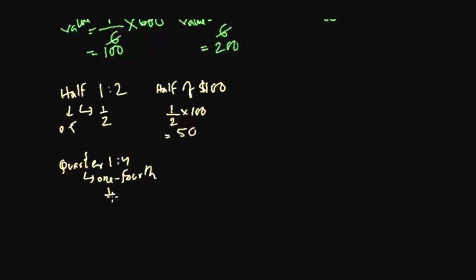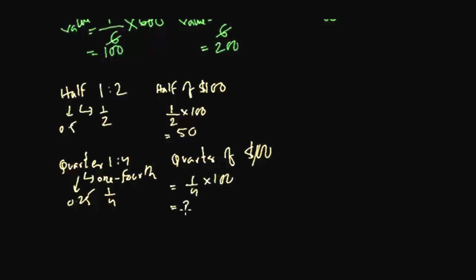That means 1 by 4 in decimal can be considered as 0.25. So all you have to do if you want to find a quarter, so a quarter of $100, is 1 by 4 into 100, which is going to be $25. 1/4 of $100 is $25.